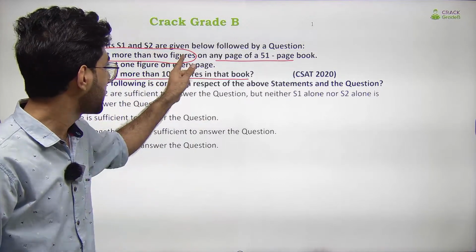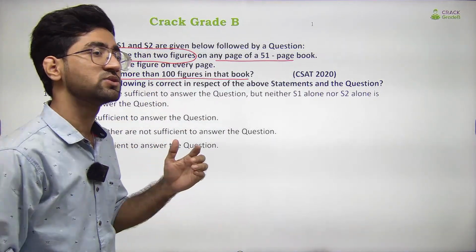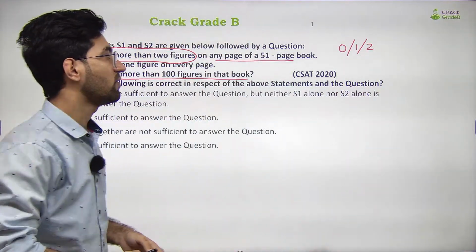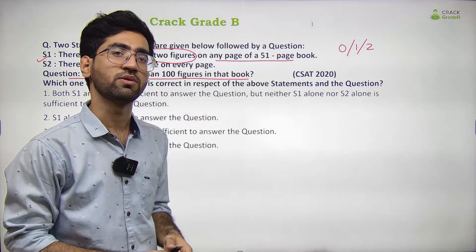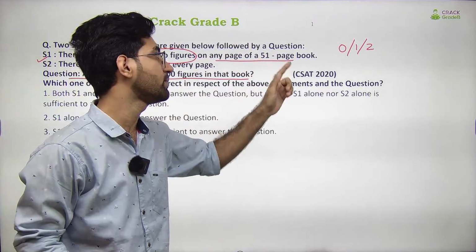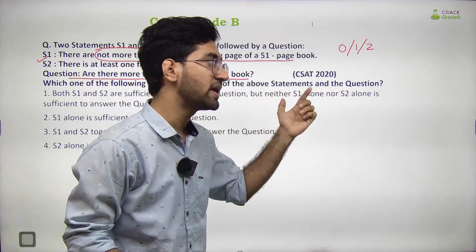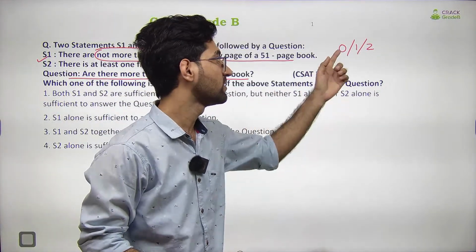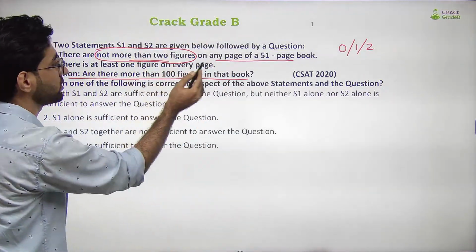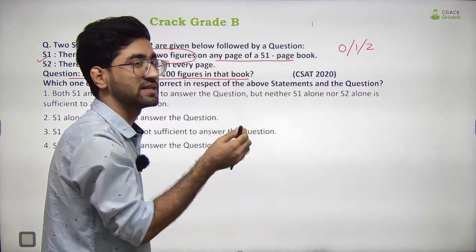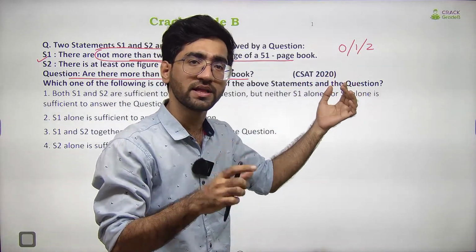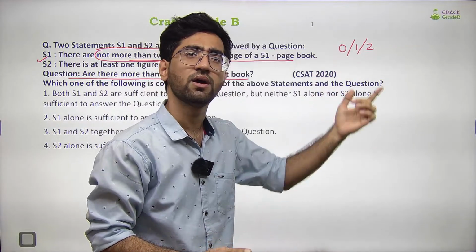Now read this part carefully. Not more than 2 figures. So what can be the possible number of figures on this 51 page book? See, it has been given that there are not more than 2 figures on any page of a 51 page book. So basically the page can have 0 figures, 1 figure, or 2 figures, right? Not more than 2. So we are not thinking about having 3 figures or 4 figures on a page, right? So the possible number of figures on each page is 0, 1 or 2, right?